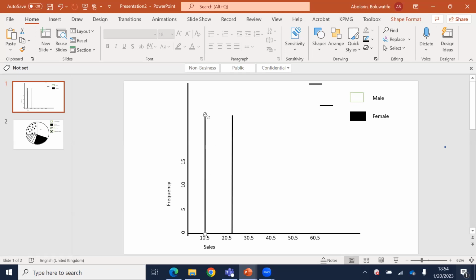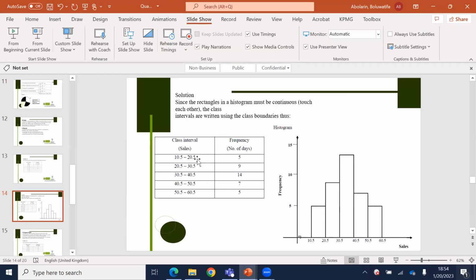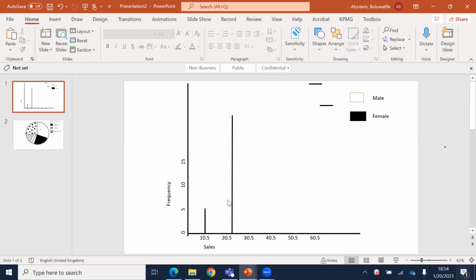So the first one is 5. I'm going to make it to 5. So you say 5 from 10.5 to 20.5 is 5, right? So you are going to take the second one, 10.5 to 20.5. Look for the middle of 20.5. It's a little too big, but we'll manage it. This is the middle. So this is 20.5. You say from 10.5 to 20.5, it is 5.